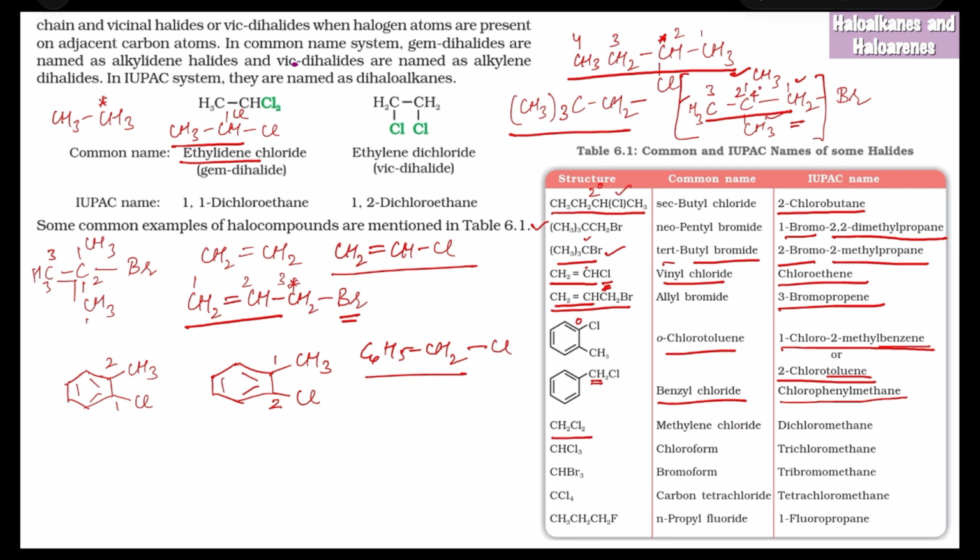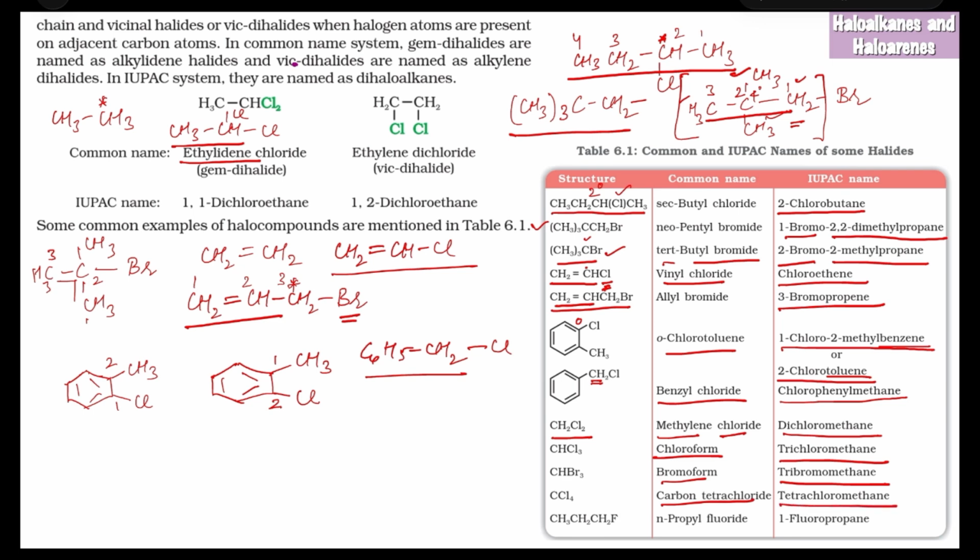Next is CH2Cl2. If you remove two hydrogens from methane, the group becomes methylene group. So methylene chloride. The IUPAC name is dichloromethane. Similarly, when three hydrogen atoms are substituted by chlorine, common name is chloroform, IUPAC name is trichloromethane. Three hydrogen atoms substituted by bromine, common name bromoform, IUPAC name tribromomethane. All the four hydrogens are substituted by chlorine, common name carbon tetrachloride, IUPAC name tetrachloromethane.